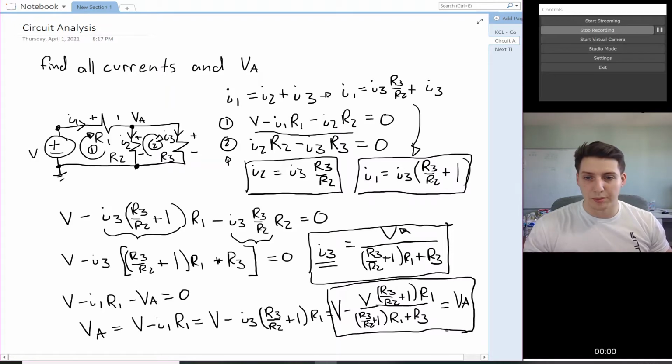So that's how we apply KVL, KCL to do some basic circuit analysis. So we know what our nodes are, we're able to estimate what our current direction should be, and then we write out the equations, make the substitutions, and we can find out our answer for everything. So now we know what I1 would be, what I2 and I3 would be. We also know what VA is based off of the input voltage that we're given, and then all the values of each resistor.